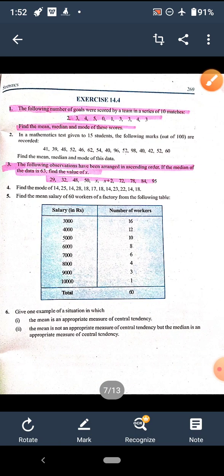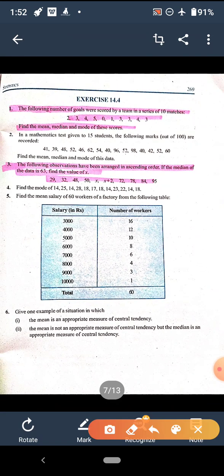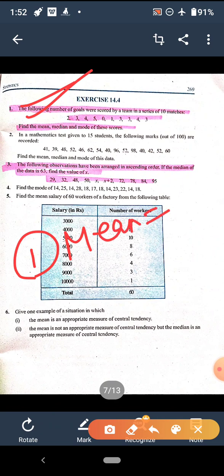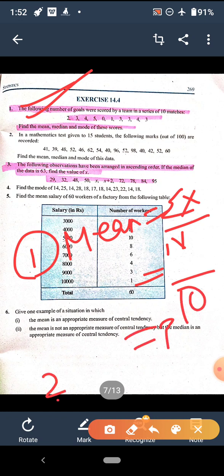So now you can see the exercise 14.4. The following number of goals were scored by a team in a series of 10 matches. For the first question, when you find the mean, you will use this formula: sigma x upon total number of observations. You will do the total, then divide by 10, and you will get the mean.